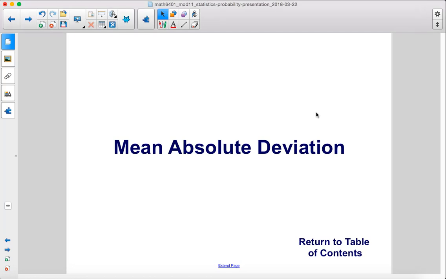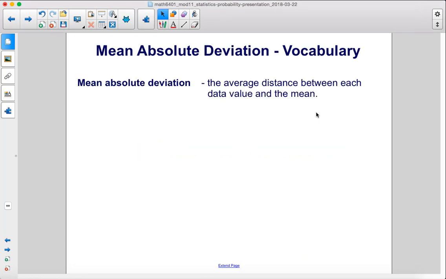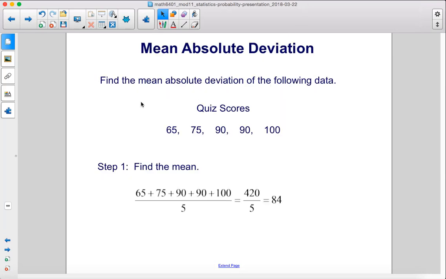Mean absolute deviation. The mean absolute deviation is the average distance between each data value and the mean. Find the mean absolute deviation of the following data. Here are 5 quiz scores.